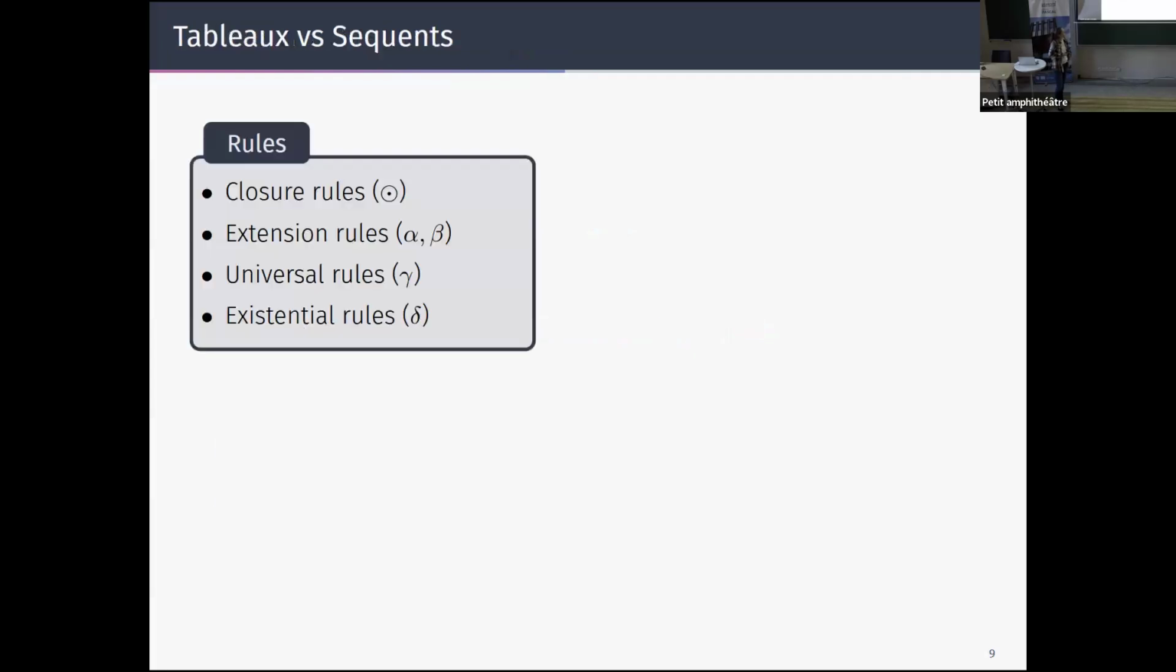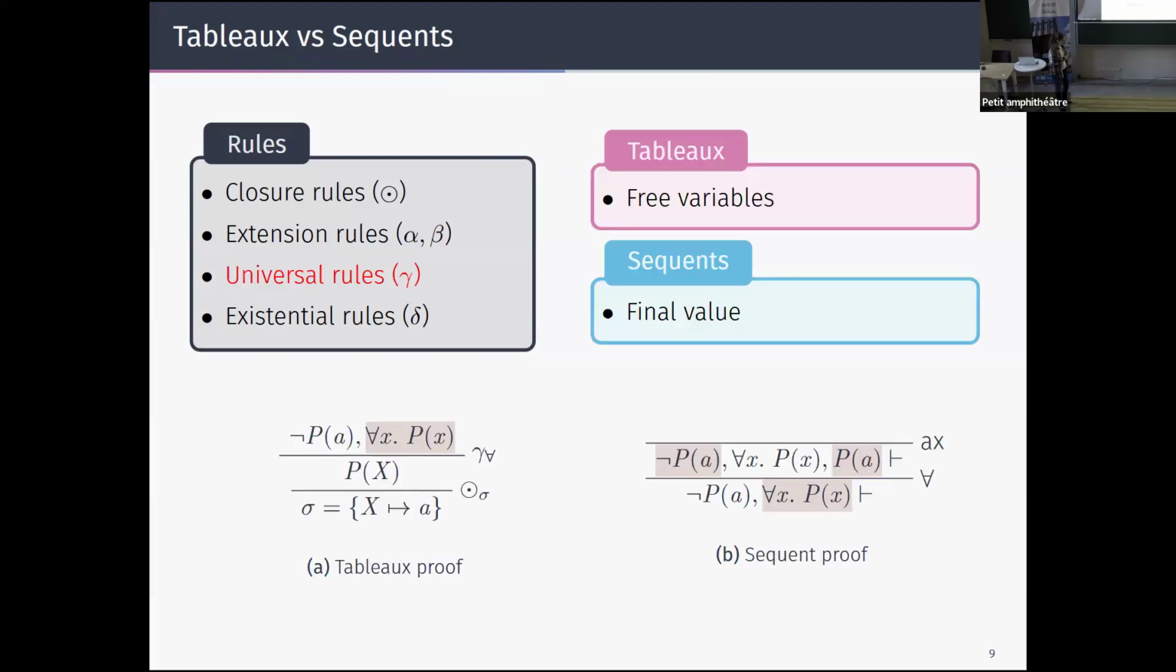So to understand which rules we cannot translate, I need to introduce you to those rules. In Tableau and sequence, we have a set of inference rules, which are divided in 4 categories. So you have closure rules that allow you to close a branch, and then extension rules that allow you to extend a tree, generating 1 or 2 new branches. So for those 2, everything is fine. But then you have universal rules.